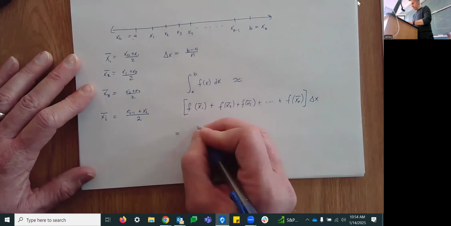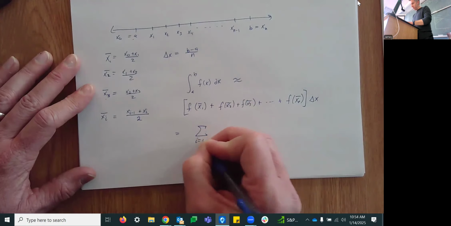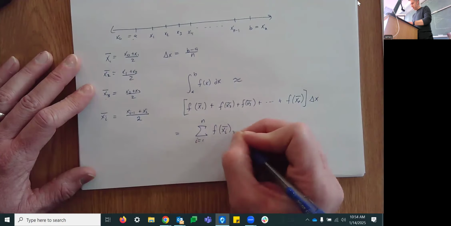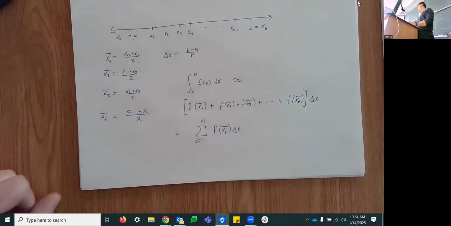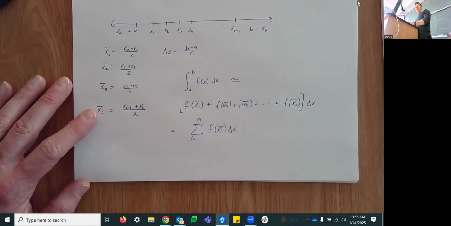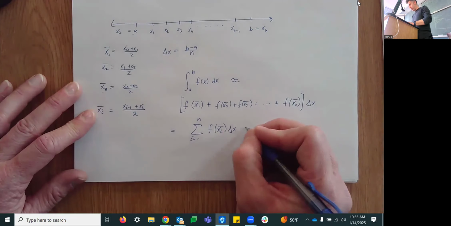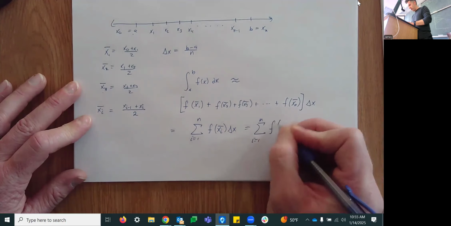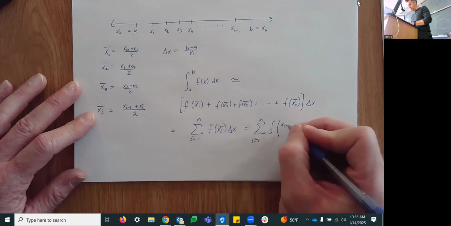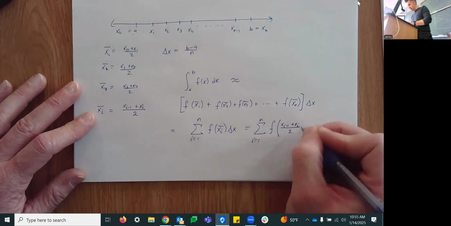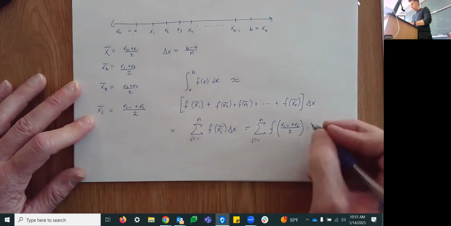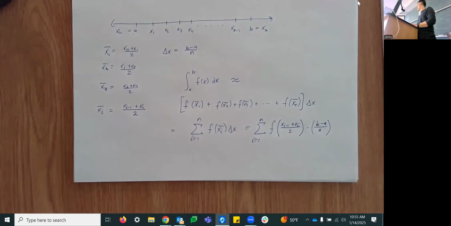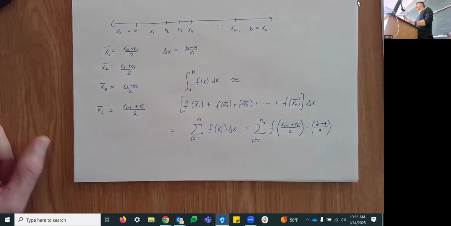You can write it as the sum from i equals 1 to n of f of x sub i bar times delta x. And if you want to drive down into details here, you can write that as the sum from i equals 1 to n of f of (x sub i minus 1 plus x sub i) divided by 2, times delta x, which you could write as (b minus a) over n if you wanted to be extra about it. We're estimating, not saying equal to.